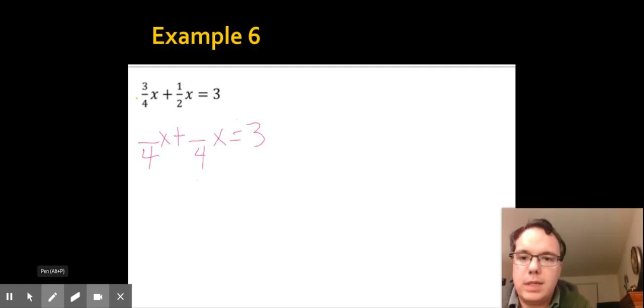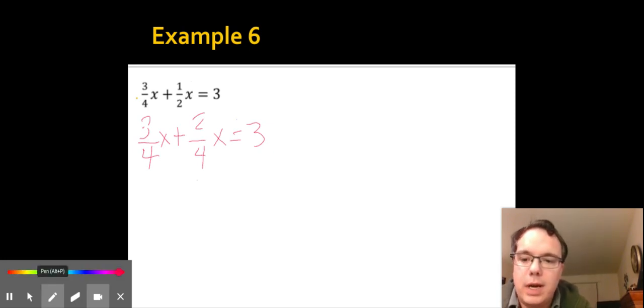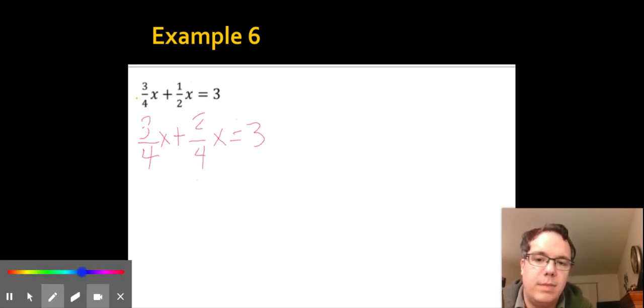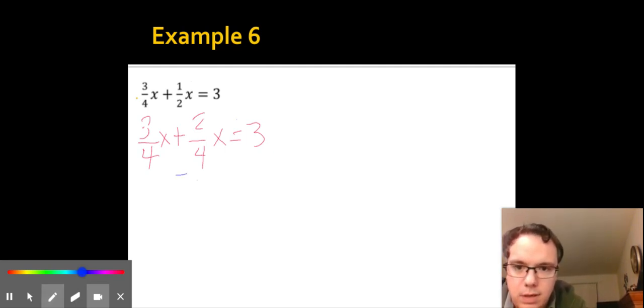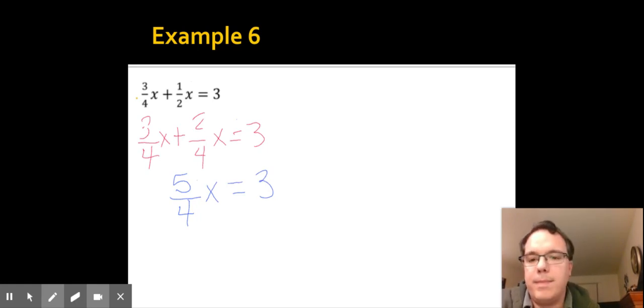So 3/4 stays exactly the same, but to get my denominator of 4 here, I must have multiplied my 2 by 2. So whatever I do to the denominator, I must do to the numerator. So 1 times 2 is 2. So now I'm ready to add my fractions to simplify. So 3/4 plus 2/4 x equals 5/4 x. Because remember, when you add fractions, you add the numerators and keep the denominator the same.